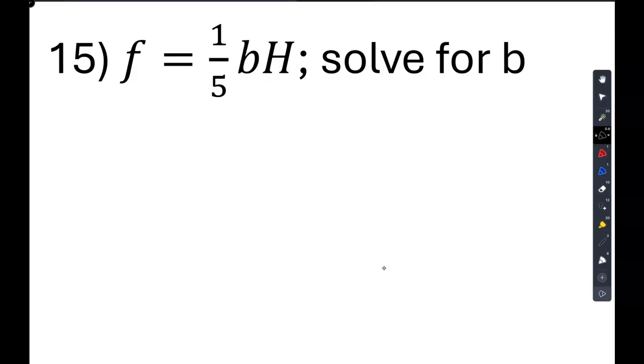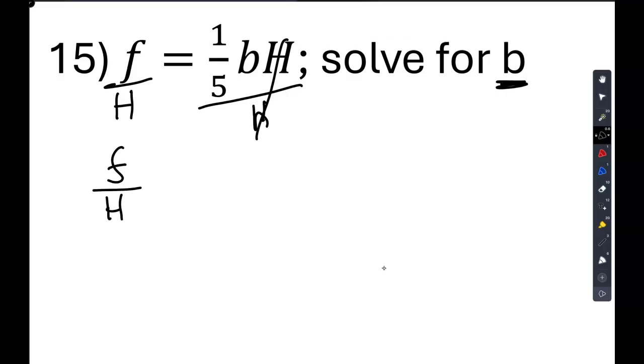I'm going to start with the h, because we're solving for b. So h is being multiplied times b. I'm going to do the opposite of multiplication and divide. Divide by h, capital H, on both sides. Okay, the h's cancel out, and I have f over h is equal to 1/5 b.